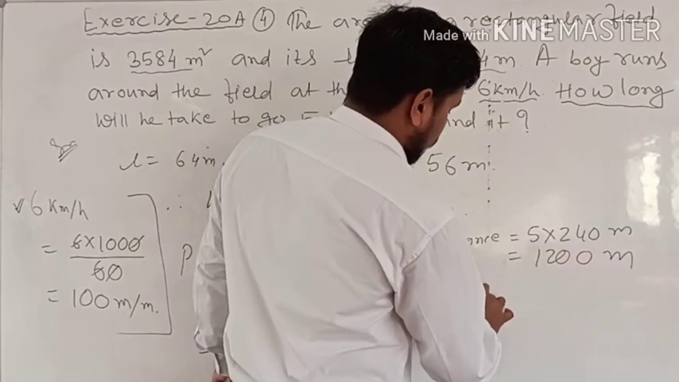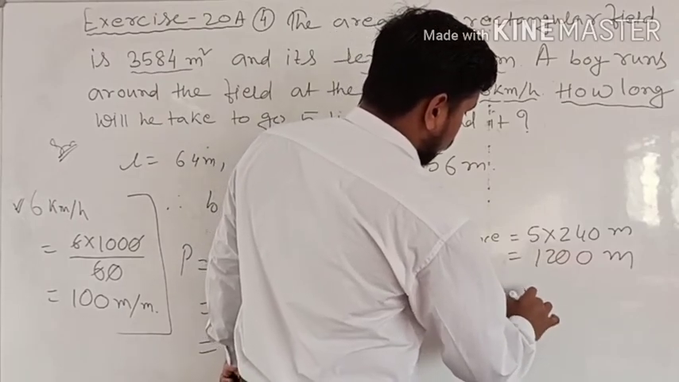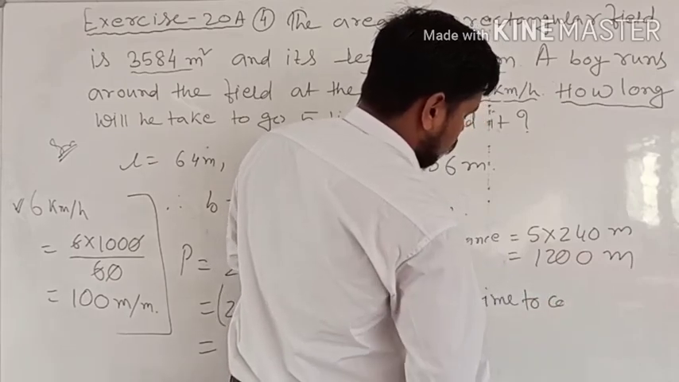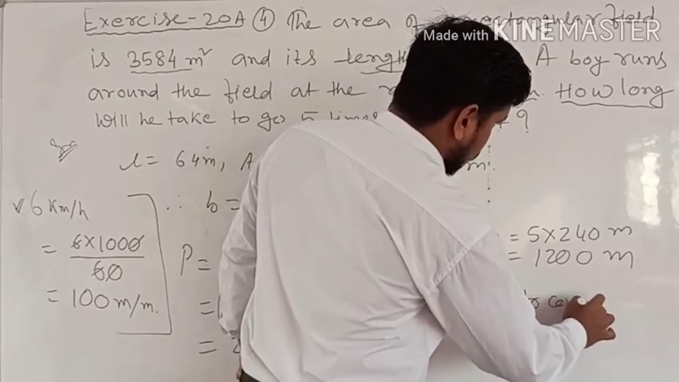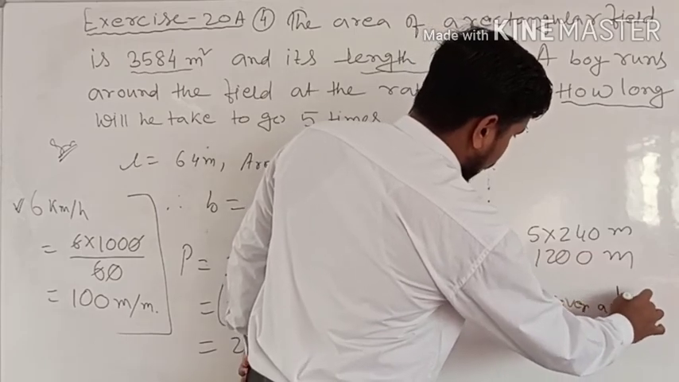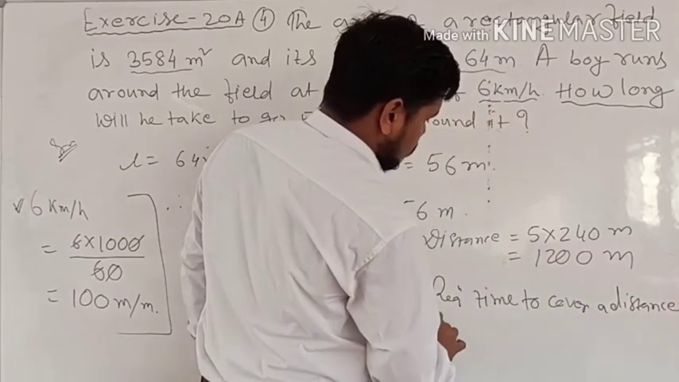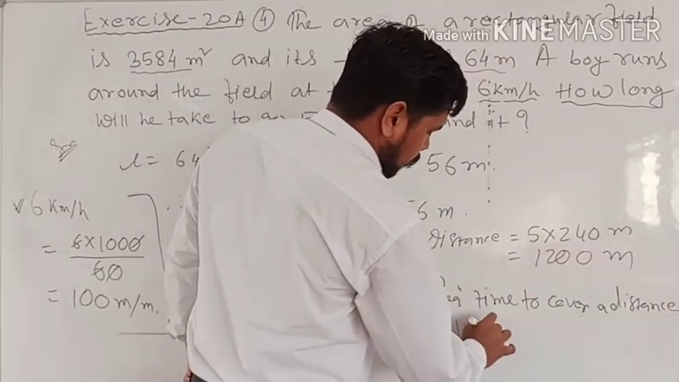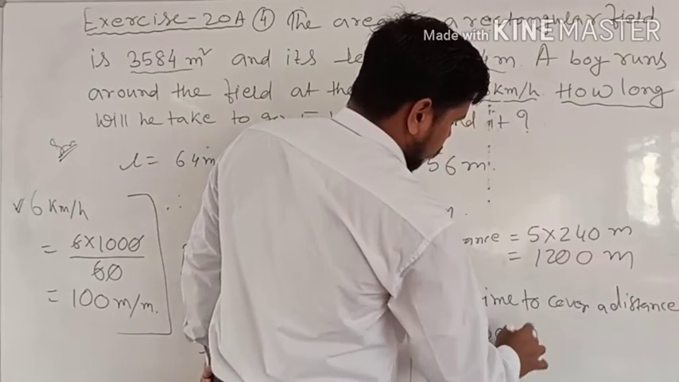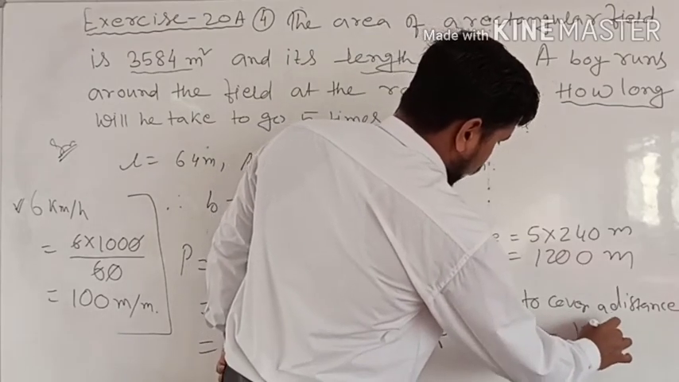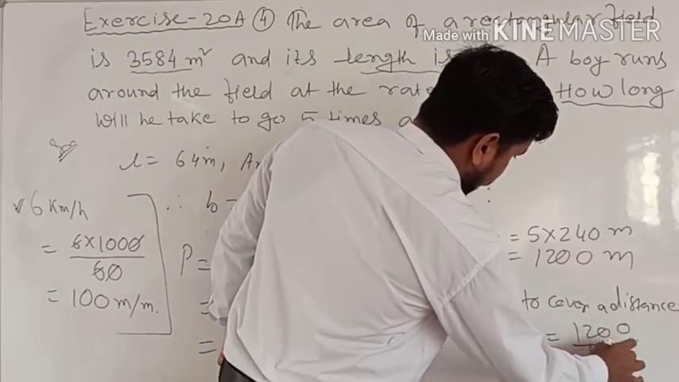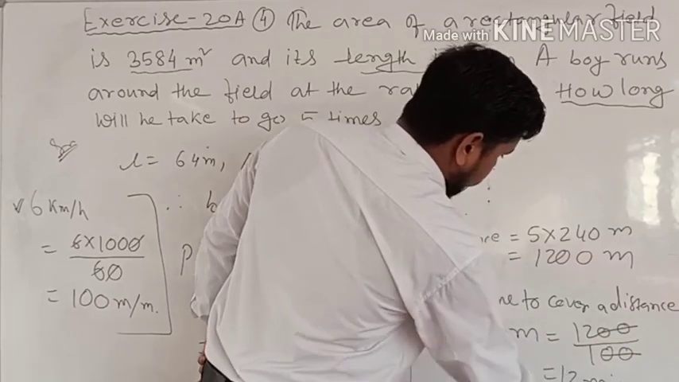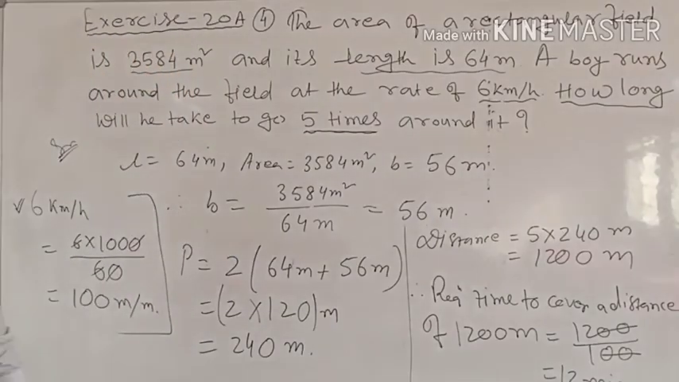therefore required time to cover a distance of this much of distance we have to cover 1200 meter is equal to 1200 divided by 100. 0 0 0 0 cancel. So 12 minute. So 12 minute will be the answer.